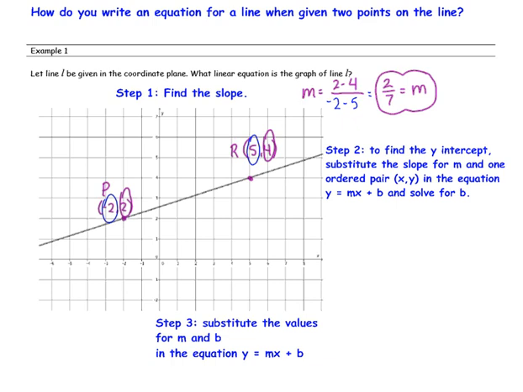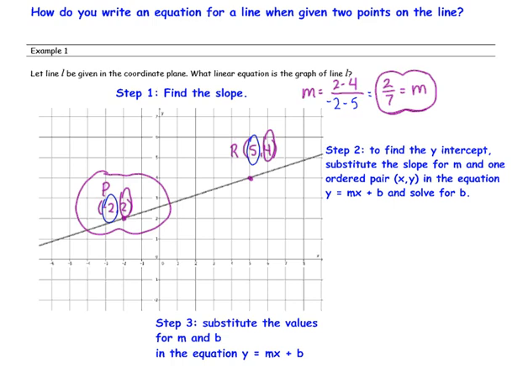Next, we want to find the y-intercept. Notice that the y-intercept in this problem is between two integers, and we cannot look at the precise location of that. So what we'll want to do is mathematically calculate the y-intercept. To do that, that is step 2. To find the y-intercept, we will substitute the slope, which we found up here, and one of the ordered pairs, x, y. We'll go ahead and use this ordered pair, -2, 2, in the equation y equals mx plus b, and we'll solve for b.